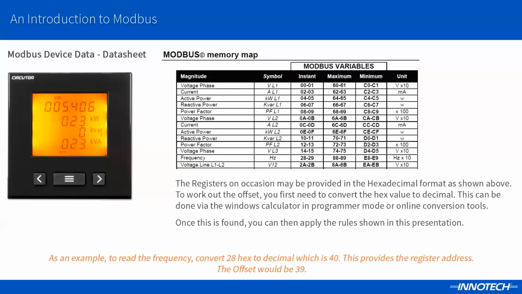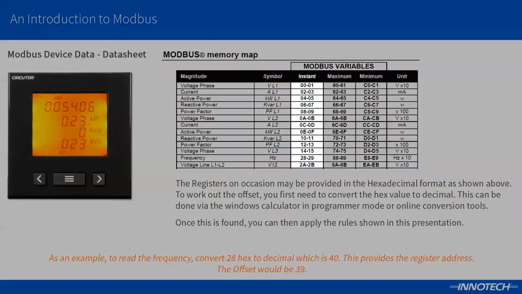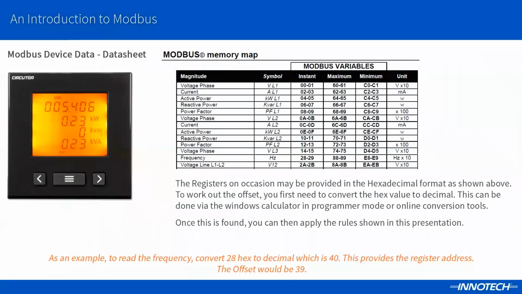Some device documentation may provide the register address in the hexadecimal format. This will need to be converted back to a decimal value to work out the correct offset to use. This can be easily done by the Windows calculator in programmer mode or online converters.